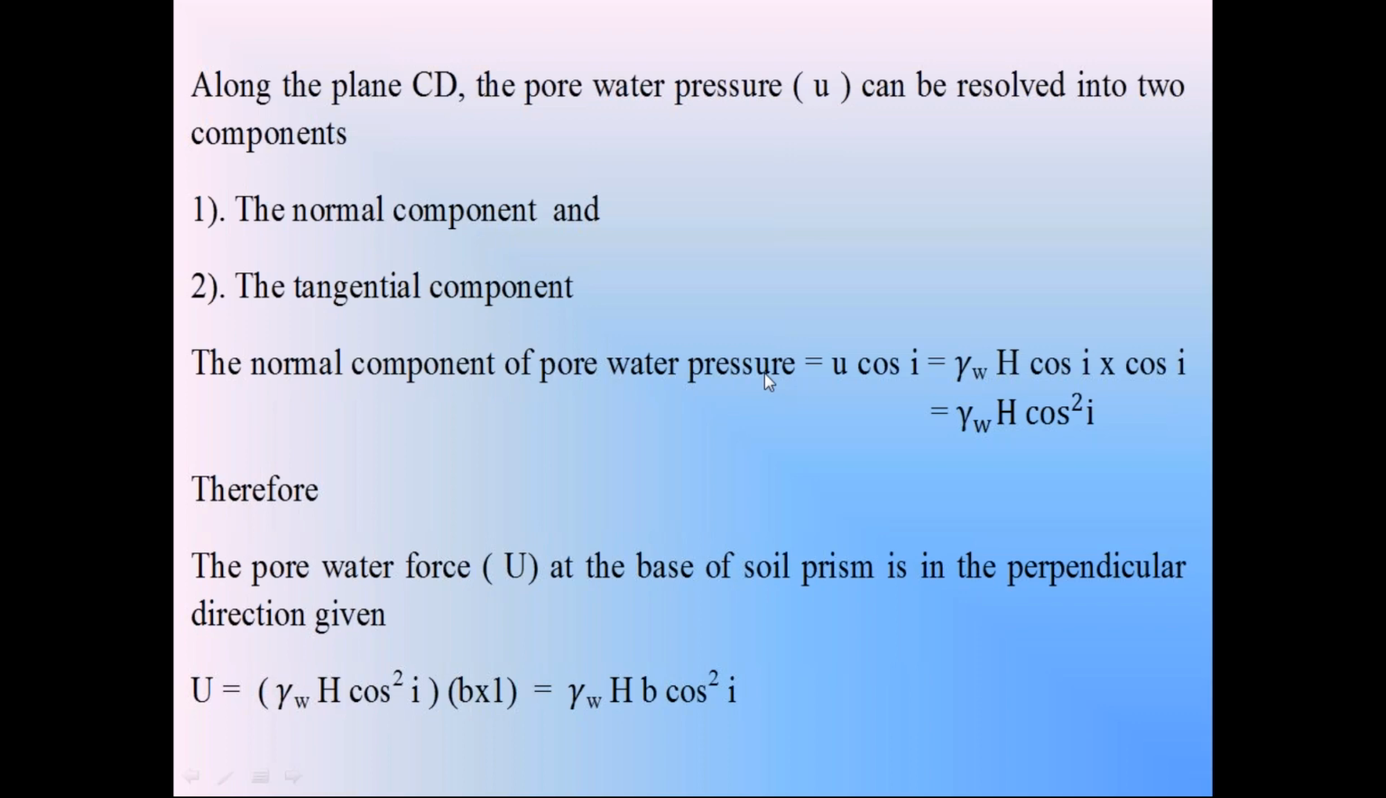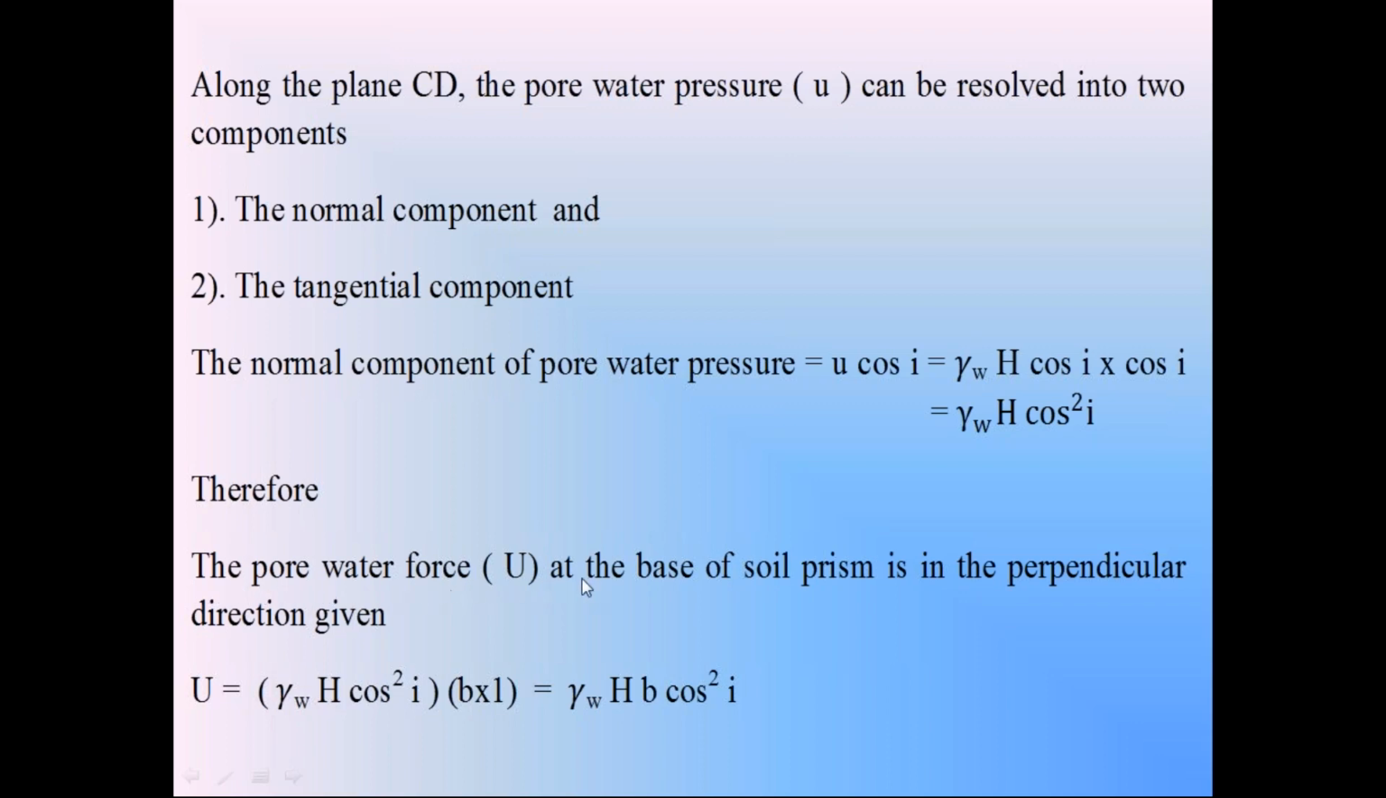Area of the surface CD is B into 1. So convert this normal component into force, because this normal component is the pressure. Force is equal to pressure into area. What is that pressure? Gamma W H into cos square i. What is the area? B into 1. So we are converting this normal component of pore water pressure into force, that is called the pore water force.